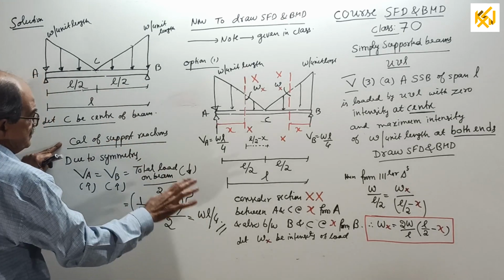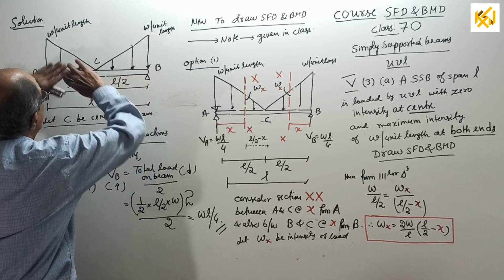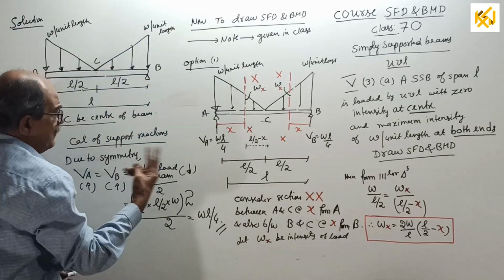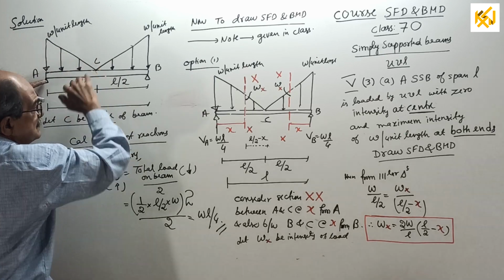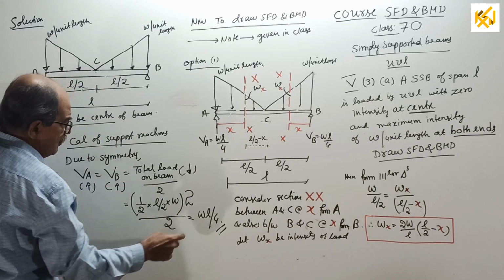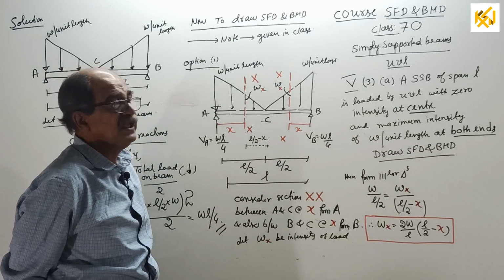First, reaction calculation as usual. By symmetry, VA equals VB equals total downward load divided by 2. Half into L by 2 into W into 2 is the total load, divided by 2, so WL by 4 will come. Now to draw SFD and BMD.